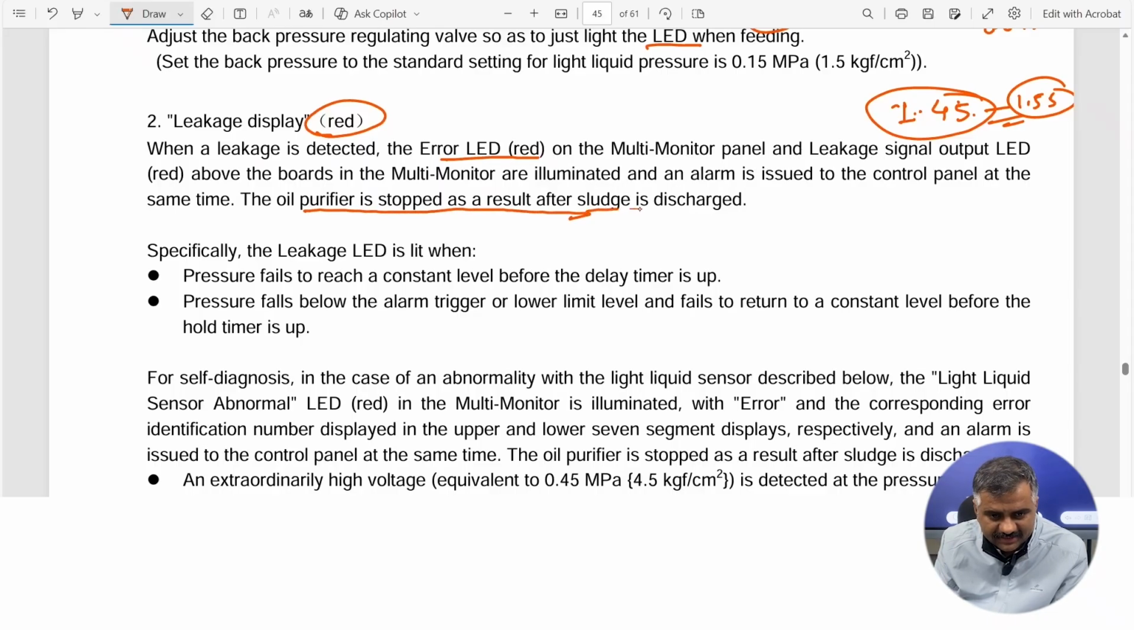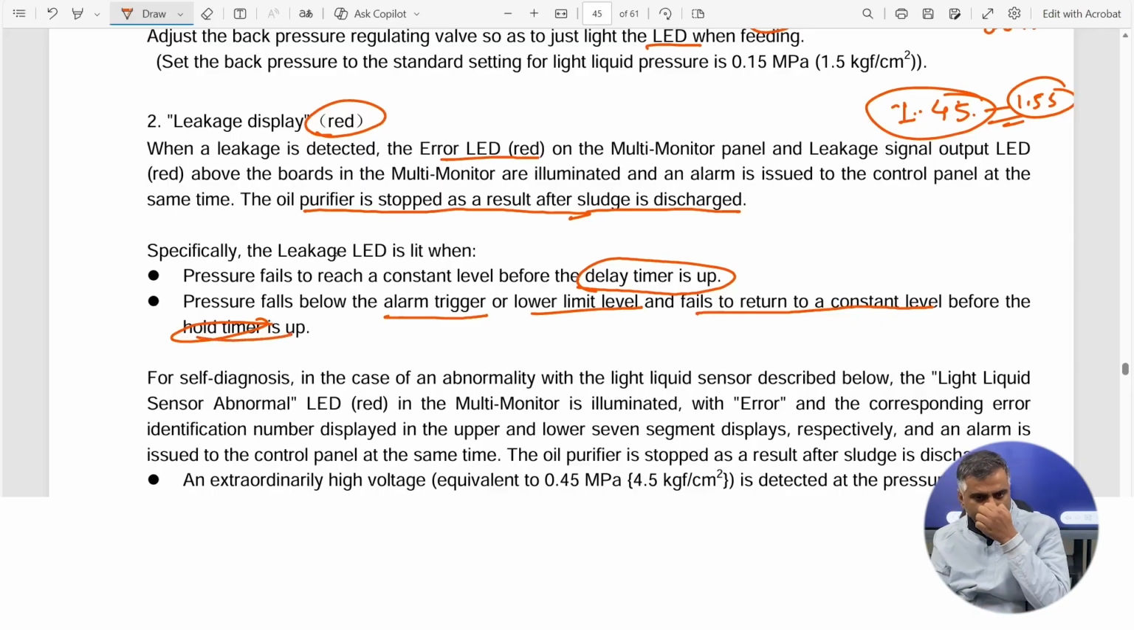When the delay timer is up, then this alarm occurs, or the hold timer is up. Pressure falls below the alarm trigger or the lower limit level and fails to return to a constant level before the hold timer is up. In that case, we will have a leakage alarm. And initially, while starting the feed also there is a delay timer. So if after a certain period of time also we do not get the exact value of pressure, the leak off will happen.